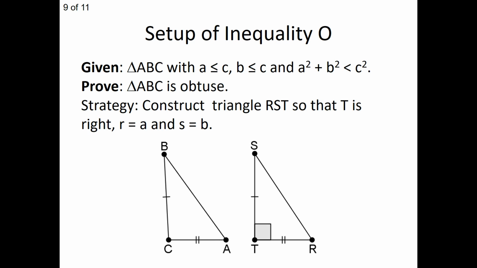So again, we're going to let c be the greater of the three values. So a squared plus b squared is now less than c squared. Let's prove that this is an obtuse triangle. So what we do, let's start by constructing a triangle RST such that angle T again is right and that our side R is equal to side A and that side S is equal to side B.